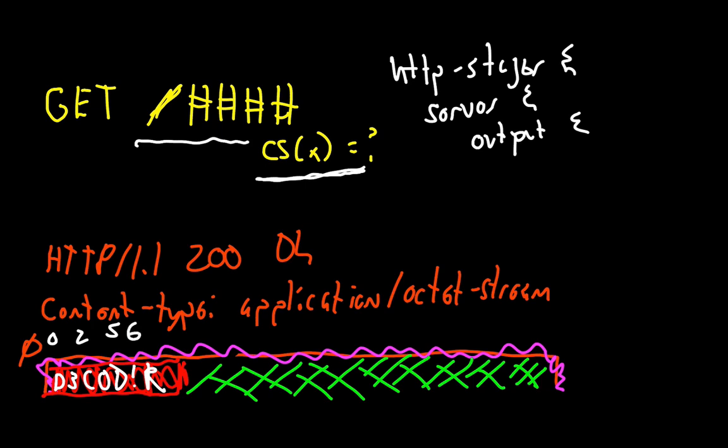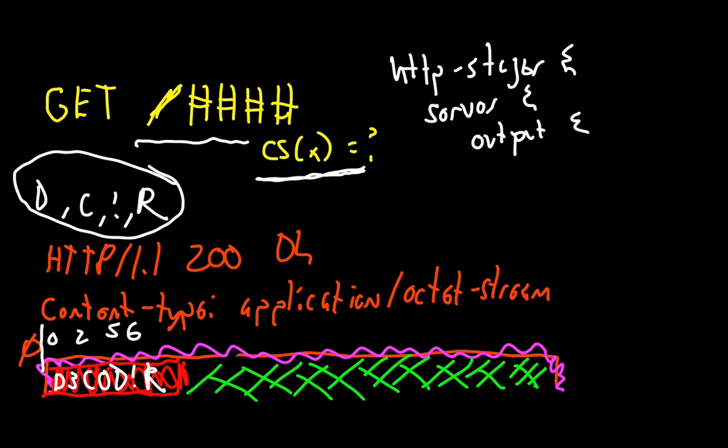So if I were writing a signature against this, I would say if the byte at offset 0 is value D, and the byte at offset 2 is value C, and the byte at offset 5 is an exclamation point, and the byte at offset 6 is R, I might conclude this is the Cobalt Strike staging protocol.